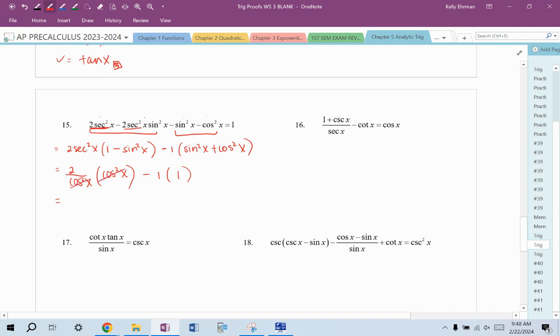2 over cosine squared times cosine squared, those cosine squareds cancel. 2 minus 1 is 1.